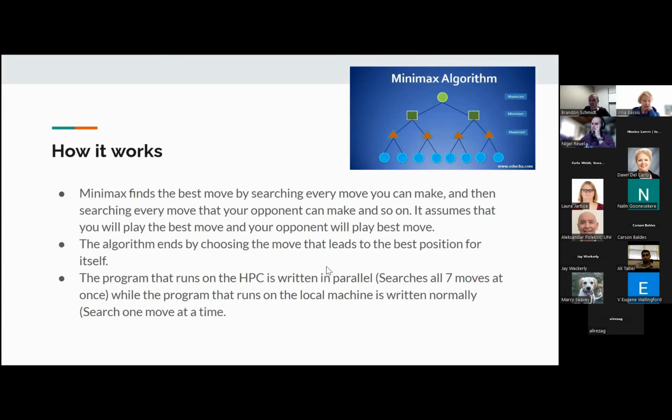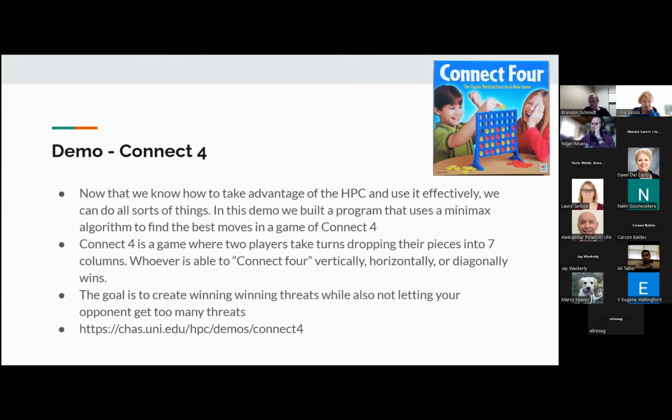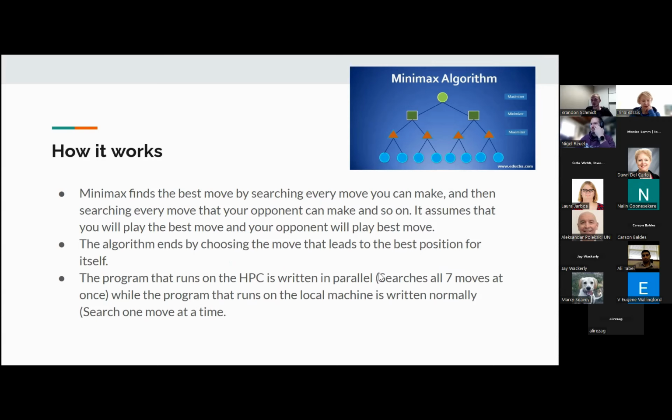The program that runs on the HPC is written in parallel, though. So it'll search all 7 possible moves in Connect 4. As you can see, we have 7 columns, so we have 7 choices where we can drop the piece. And the HPC will search all 7 moves at once, while the program that's written on the local machine will just search each move one at a time.